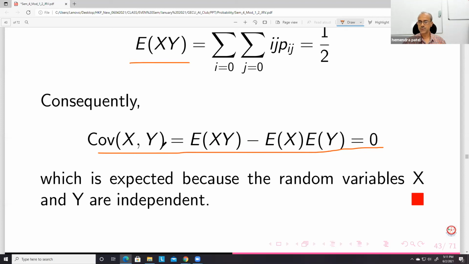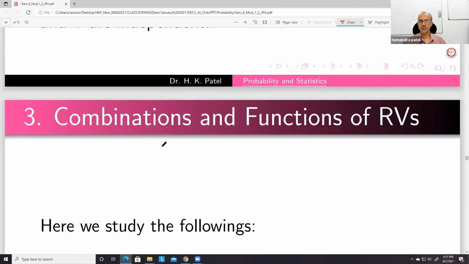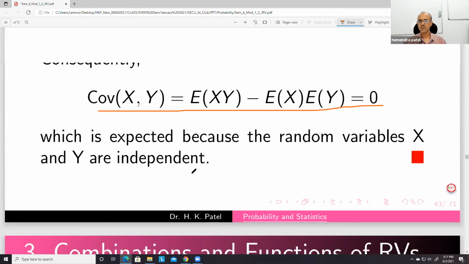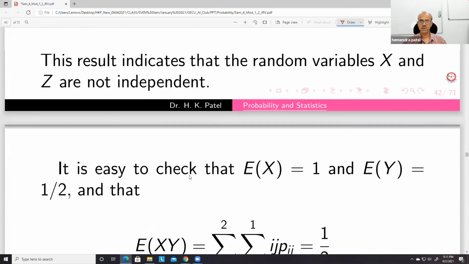Okay, so I think I should stop now. This we will see next time: functions and combinations of random variables. So if you have any questions, you can ask me.